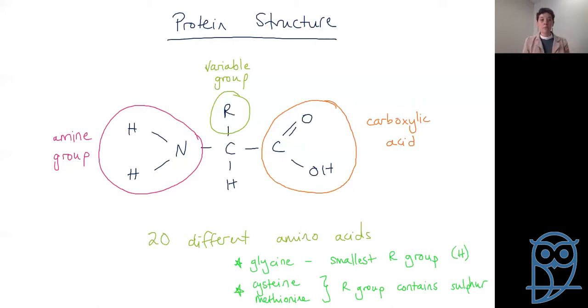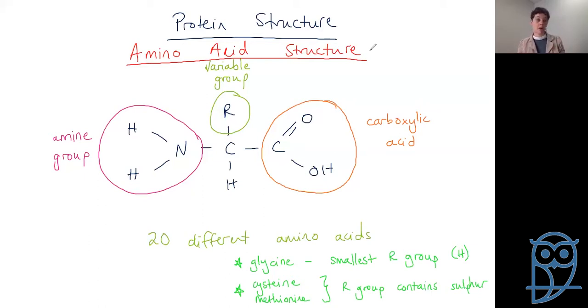So the basis of protein structure is amino acids, the building block. We should actually have written that somewhere, because this is actually amino acid structure, the building blocks of those proteins. So what happens next is that we've got to bond these amino acids together to build a polypeptide, and then we're going to do all sorts of funky things to that polypeptide to turn it into a protein.